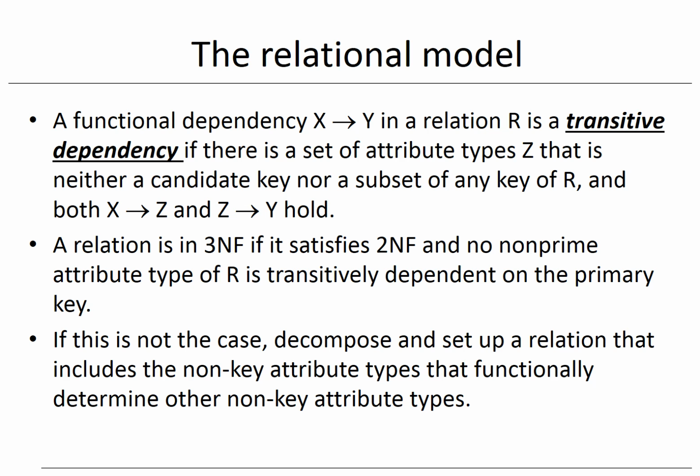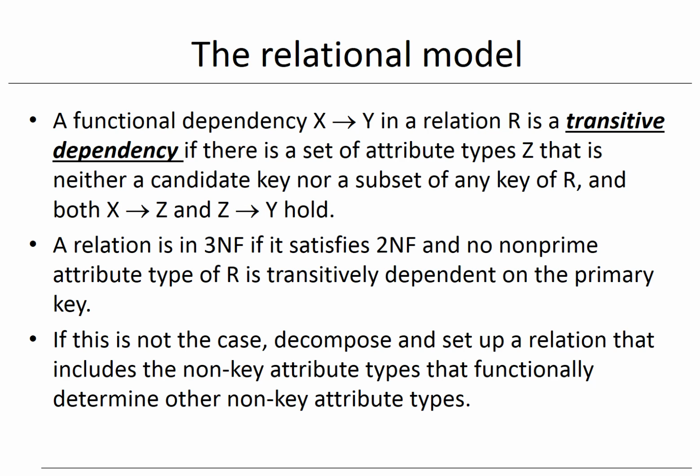A relation is in third normal form if it satisfies second normal form, and no non-prime attribute type of R is transitively dependent on the primary key. If this is not the case, we need to decompose the relation R and set up a relation that includes the non-key attribute types that functionally determine the other non-key attribute types.